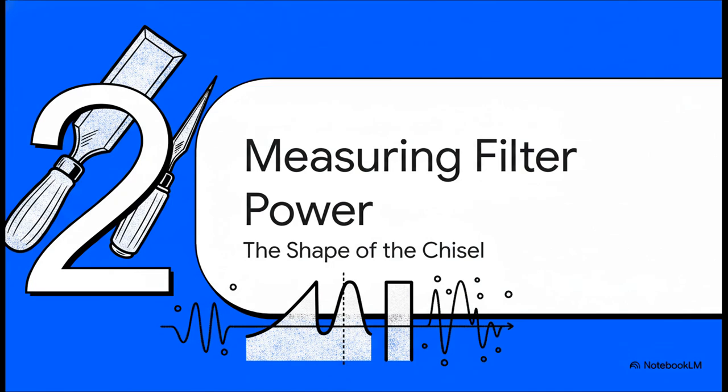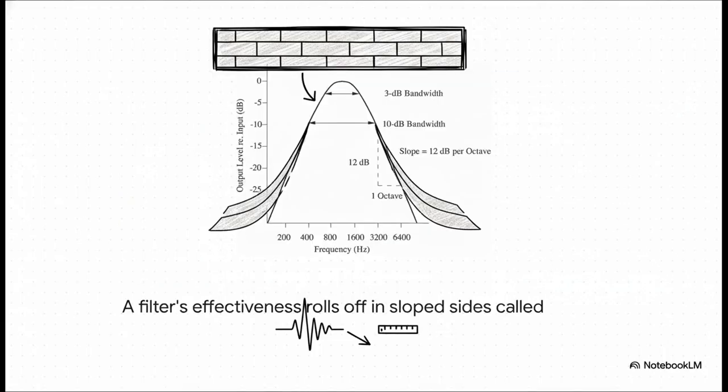But you know, not all chisels are created equal, right? Some are really broad and some are super fine-tipped. So how do we talk about the precision of our filters? How do we actually measure the shape of the chisel we're using? In a perfect world, a filter would just be a straight line down, an instant cutoff. But in reality, as you can see here, the effect kind of rolls off gradually. These sloped sides are called skirts, and the steepness of that slope tells you how aggressive your filter is. We measure it in decibels per octave, but all you really need to know is the bigger the number, the steeper the slope, and the more surgical your cut is.